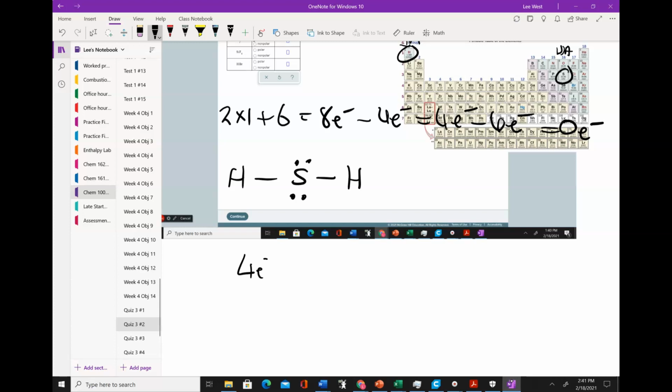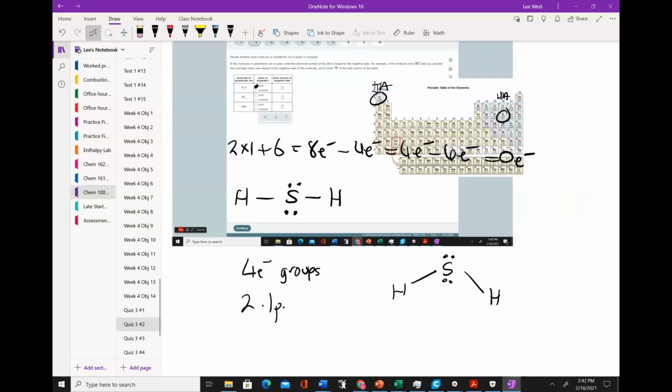This molecule has 4 electron groups, and 2 of them are lone pairs. When we have 4 electron groups with 2 lone pairs, we end up with what we call an angular or bent shape, where the atoms look kind of like that. It's the tetrahedral angle here because we've got a total of 4 electron groups, but the atoms are in this inverted V shape. So that's important. And then we have to think about electronegativities.